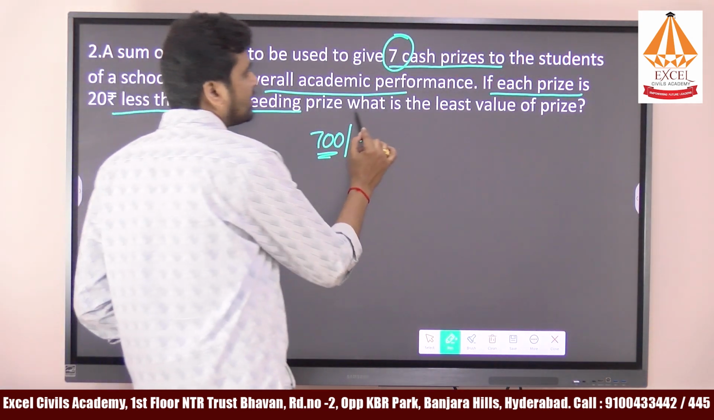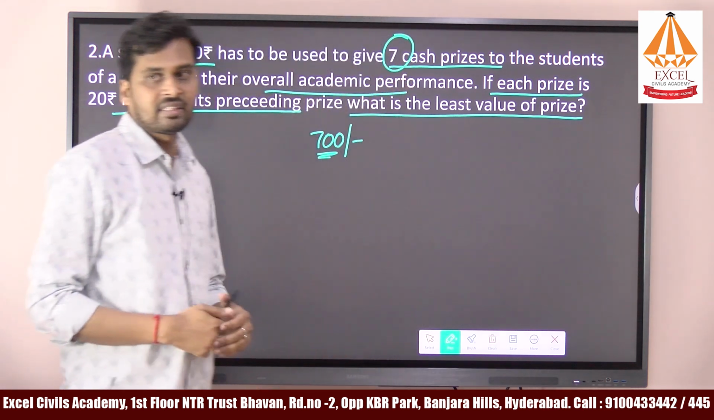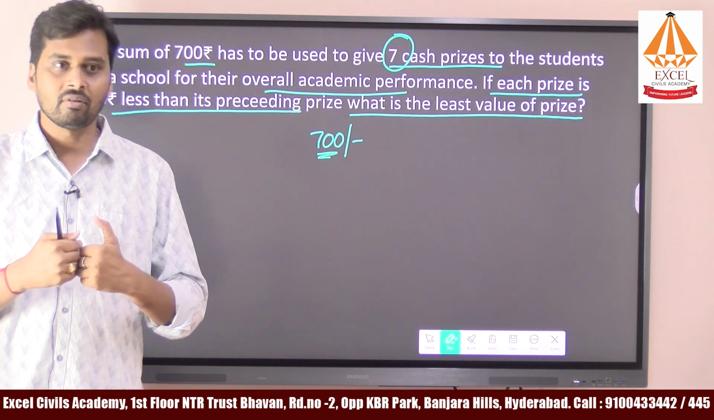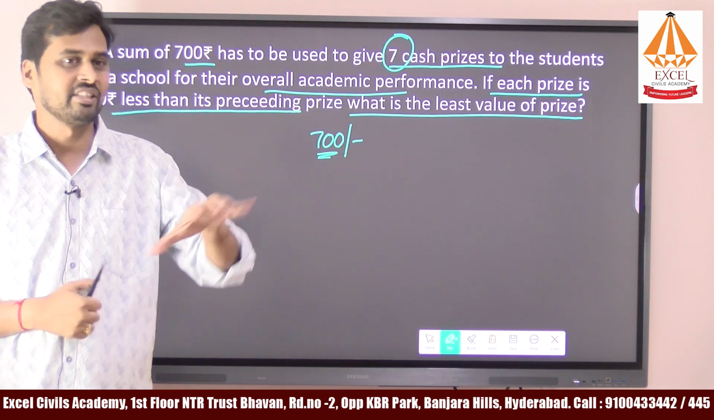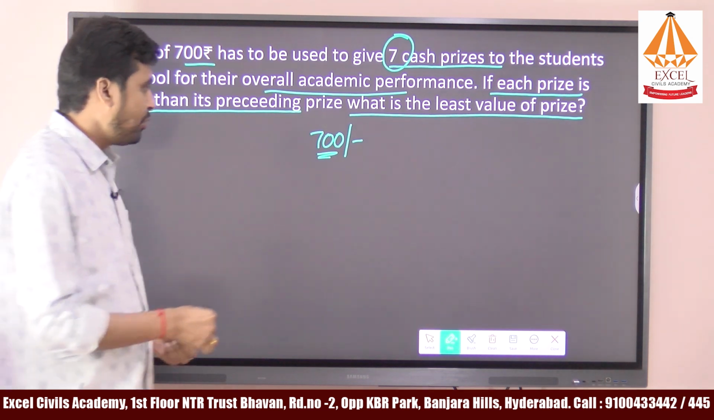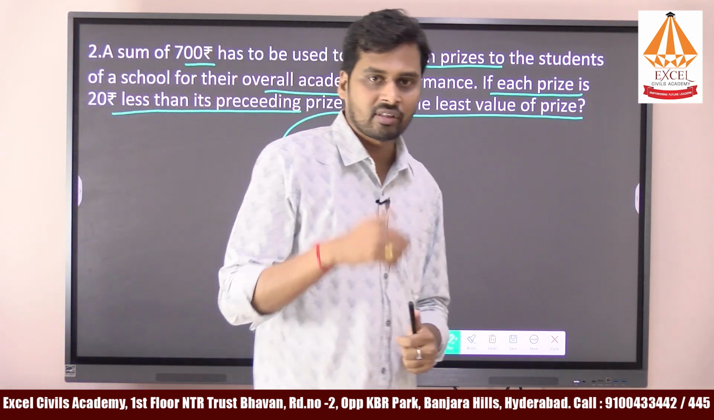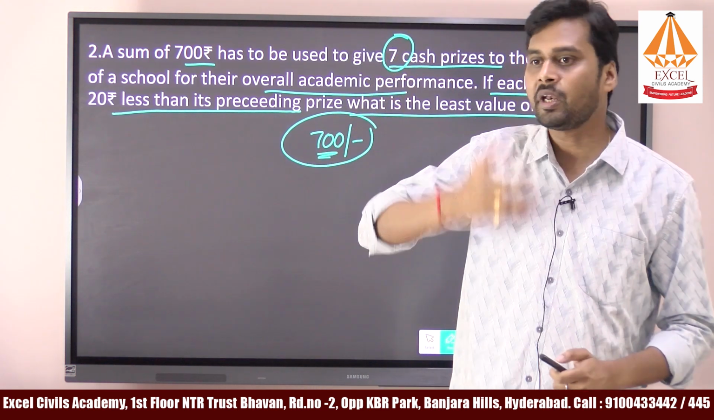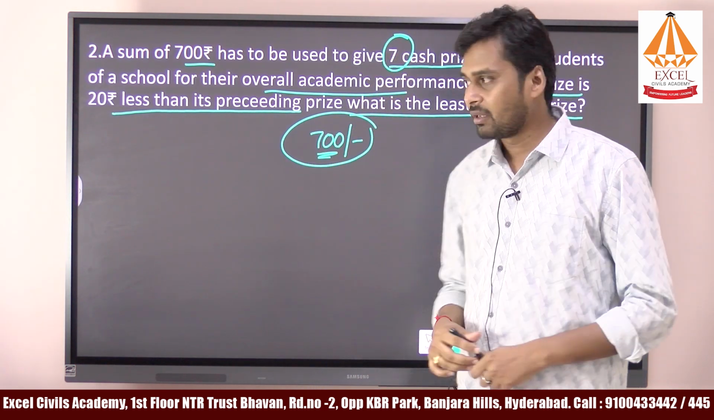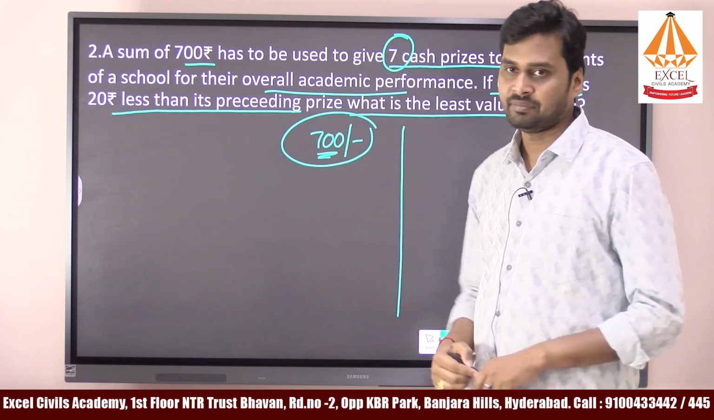In that way, what is the least value of the prize? We need to find the prize which has the least value. How do we solve it? We know the total amount is 700 rupees, and it is distributed among 7 people. We don't know the initial value.